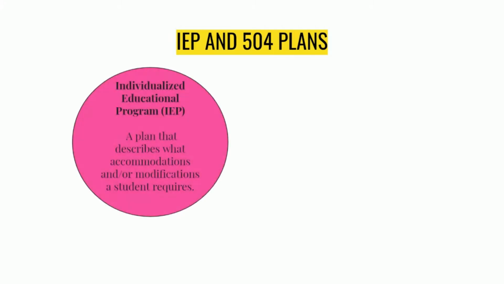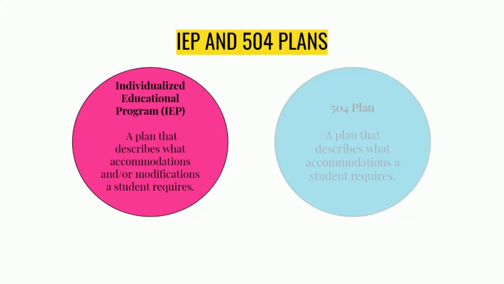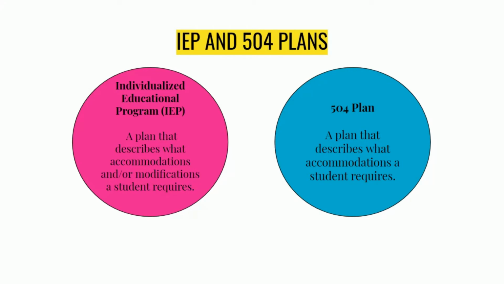Now, before we go into ways you can alter your assessments for students with IEPs and 504 plans, I just want to quickly review some information related to IEP and 504 plans. So an IEP, also known as an Individualized Educational Program, is actually a plan that describes what accommodations and or modifications a student requires. A 504 plan is a plan that describes what accommodations a student requires. So the difference between an IEP and a 504 plan is that an IEP allows the student to receive accommodations and modifications, while a 504 plan allows for accommodations.